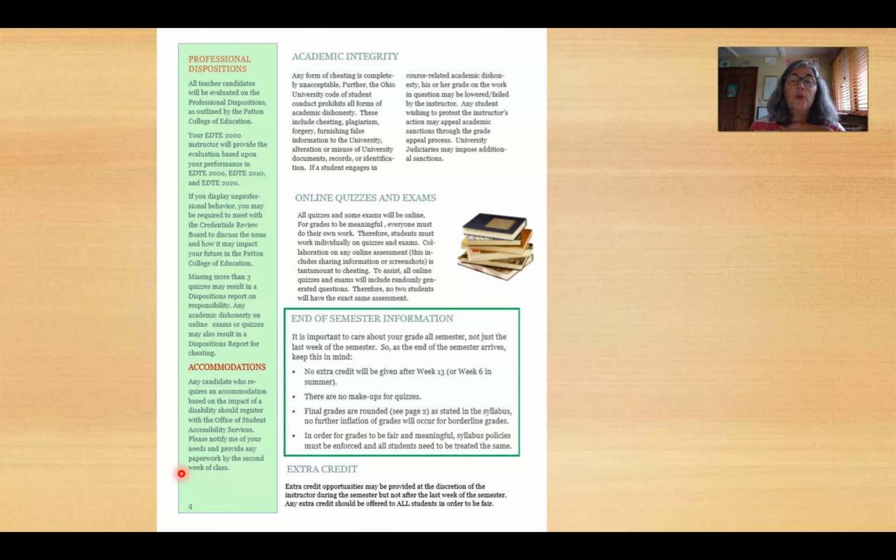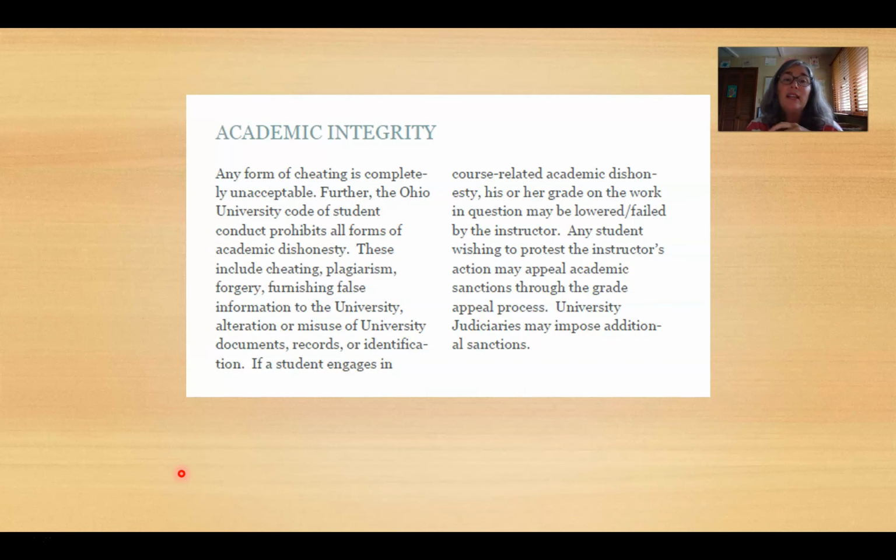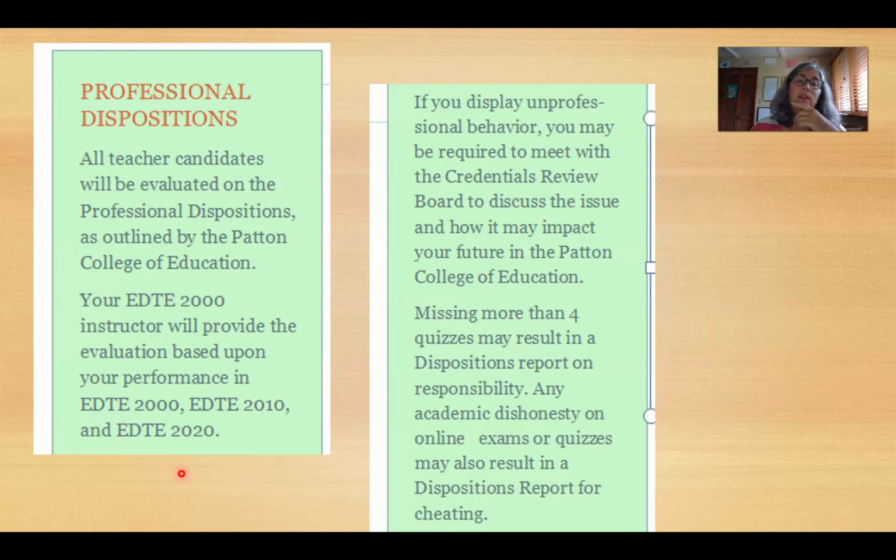So now we're on to page 4, moving along. Academic integrity. I've already talked about that one. Any sort of cheating would result in a dispositions report and perhaps being reviewed by the Credentials Review Board. There is this thing called professional dispositions. We will actually be talking about it in one of our Chapter 1 modules. It is how OU College of Ed assesses you on professionalism. So I'd like to point out that is something you get assessed on in this class.